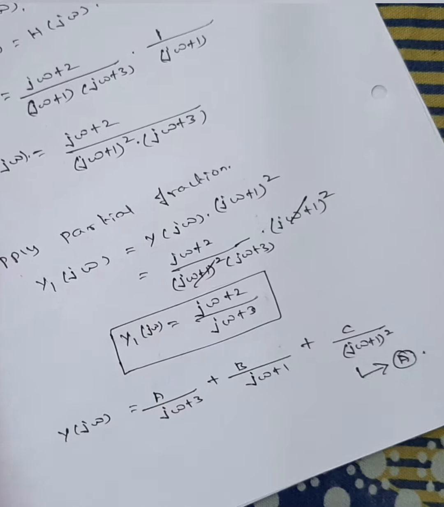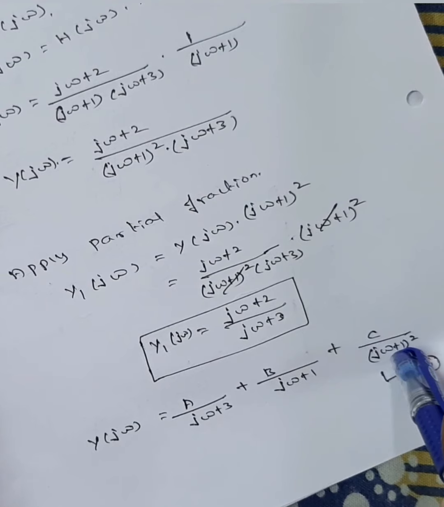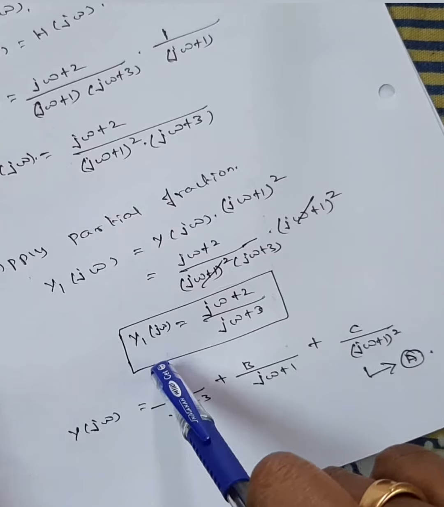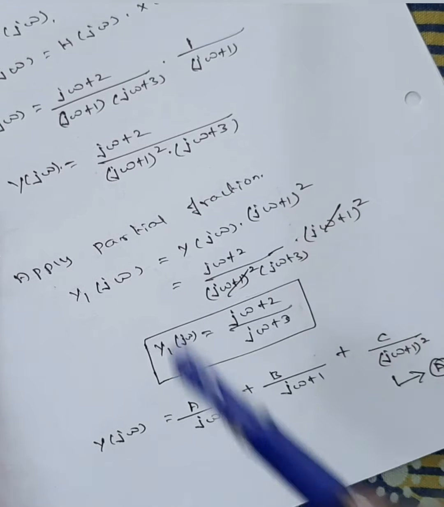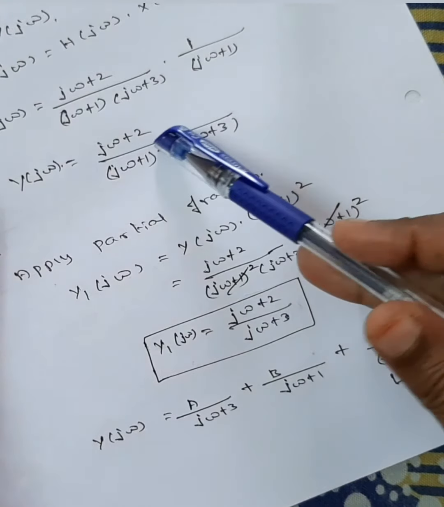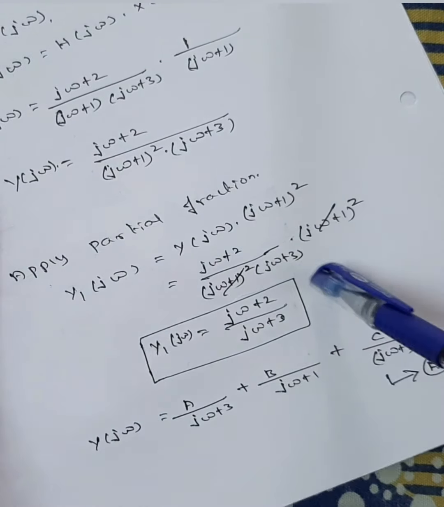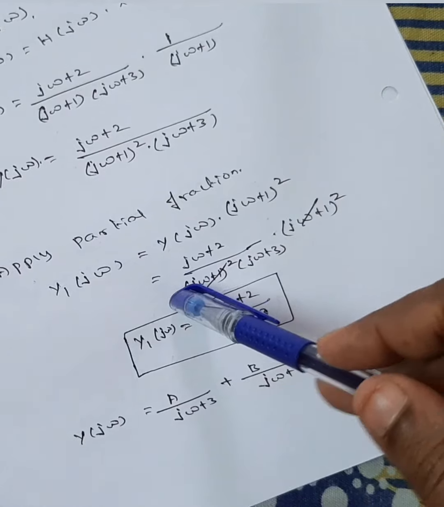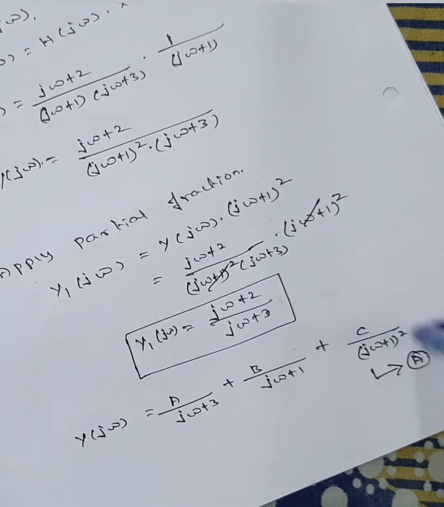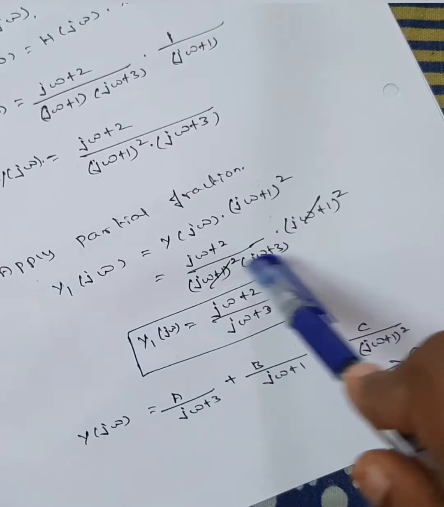Listen, in partial fraction, in order to find B and C, you want to find a new output response, that is Y1(jω). Normally in partial fraction we find another value, because if you apply this value directly, you can't apply the partial fraction. So you want to find a new output response, Y1(jω), equal to Y(jω) into (jω+1) the whole squared. Now these two terms get cancelled and you get Y1(jω) as this term.